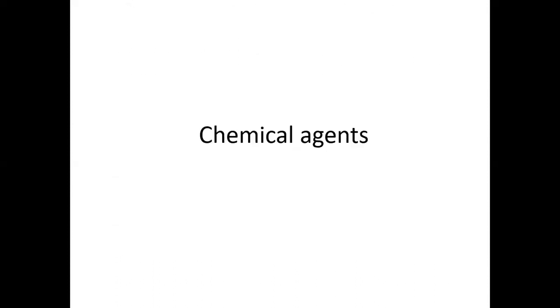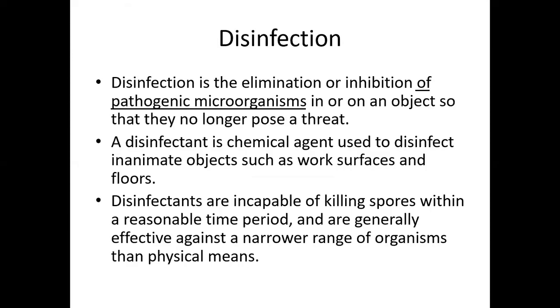The next question is chemical agents. Chemical agents can kill or also stop bacterial overgrowth. By chemical agents, we can make a disinfection. Disinfection is the elimination or inhibition of pathogenic microorganisms, in contrast to sterilization, when we kill all microorganisms. By disinfection, we eliminate only pathogenic microorganisms. A disinfectant is a chemical agent used to disinfect inanimate objects such as work surfaces and floors. So we can't use disinfection for animals and people, only for some surfaces.